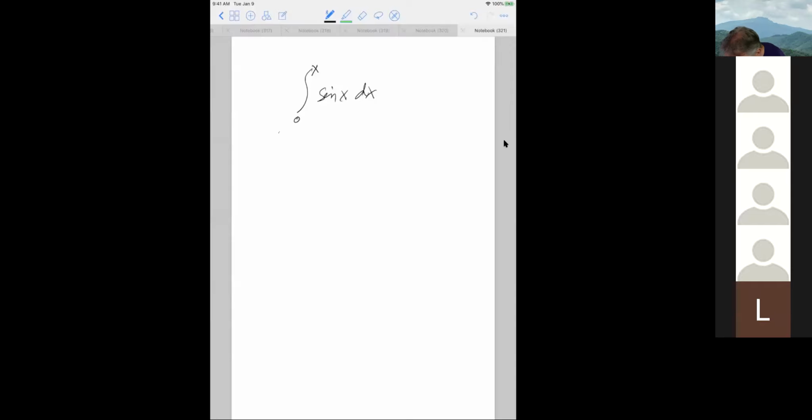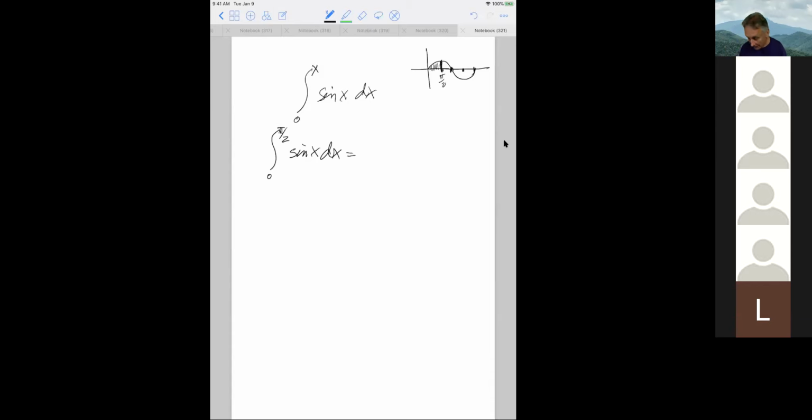So picture the graph. The sine function looks like this. This point right here is pi over 2. Here's pi. Here's 3 pi over 2. And there's 2 pi. So first we're going to go from 0 to pi over 2 and do the integral of sine of x dx. This is pi over 2 in the diagram, and I'm just going to check this area of the curve and see what we get.